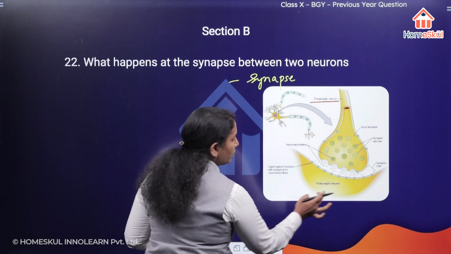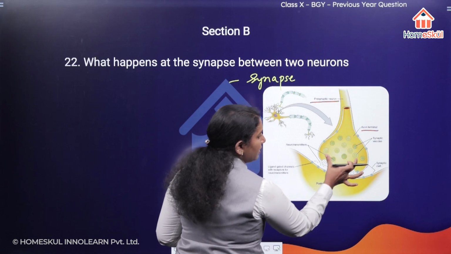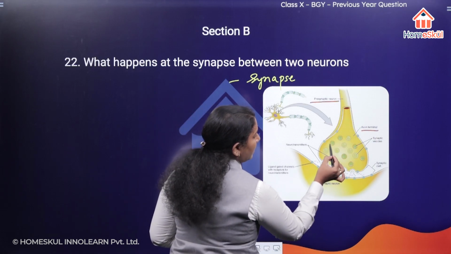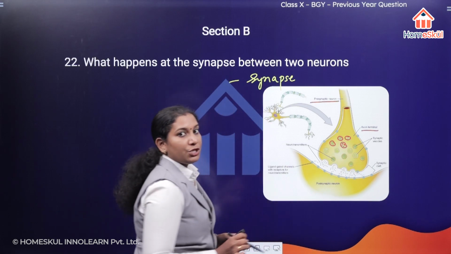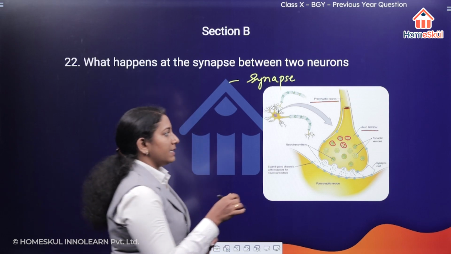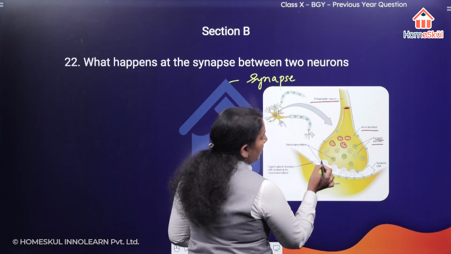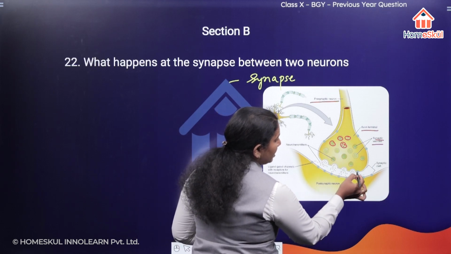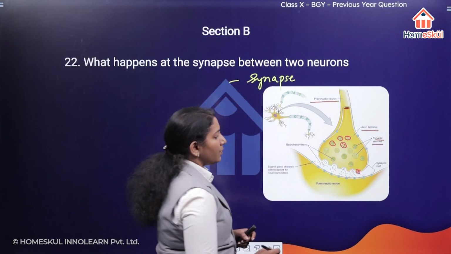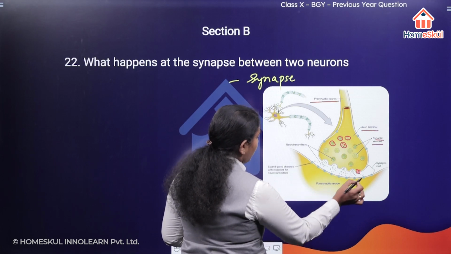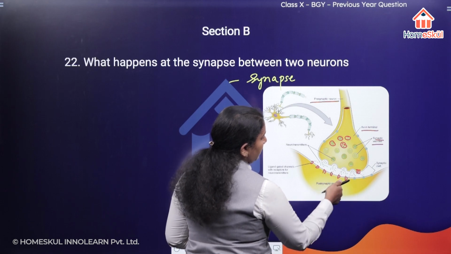This is the presynaptic neuron, and this is the postsynaptic neuron. In the presynaptic neuron, you can see the axon terminals of the axon, and these are the synaptic vesicles in which some chemical messengers are there. That is, neurotransmitters are present inside these synaptic vesicles. At the tip of this presynaptic neuron, you can see certain voltage gated calcium channels, and in the postsynaptic neuron also you can see certain channels through which ions will be passed.